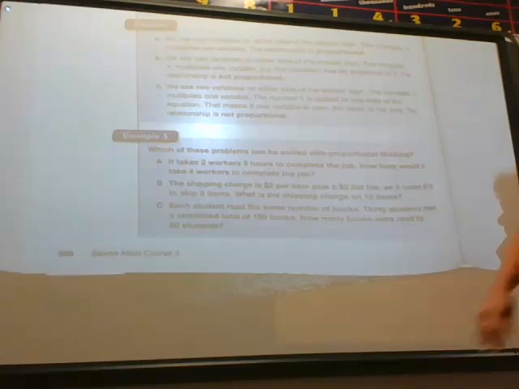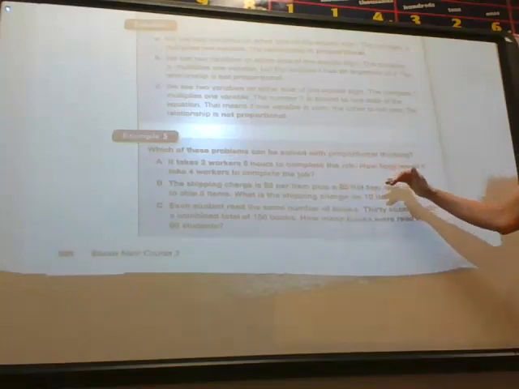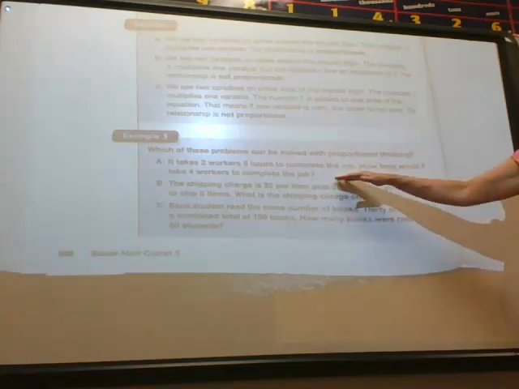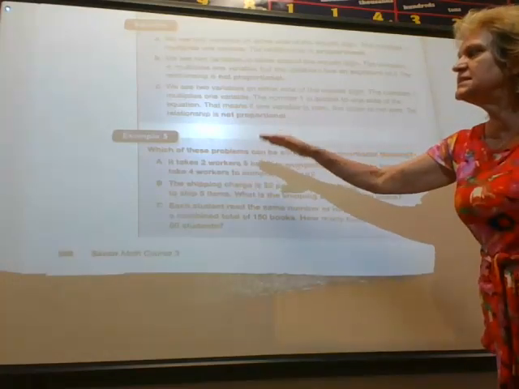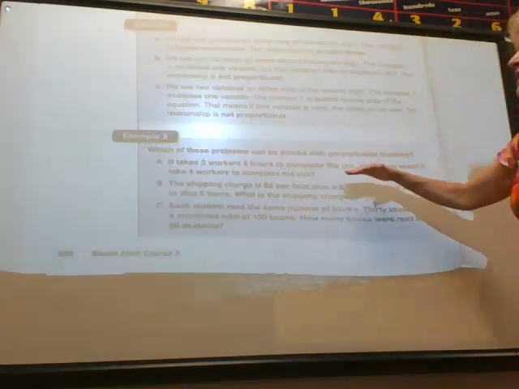I'm going to try to move this up a little bit and see if you guys can see that one. Okay, so this says, which of these problems can be solved with proportional thinking? All right, so first of all, A, if it takes 2 workers 5 hours to complete the job, how long would it take 4 workers to complete the job? Well, if I have more workers, isn't it going to take less time? Yes, so this one's not proportional, because as this increases, this will not increase, it'll decrease, so that's not proportional.